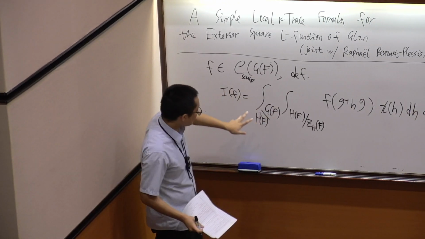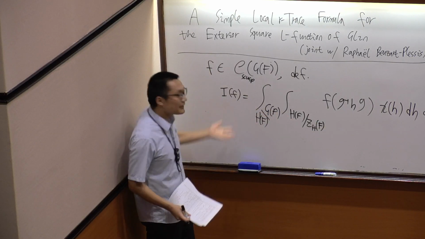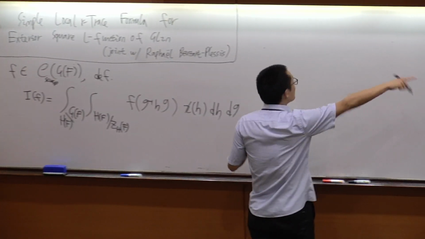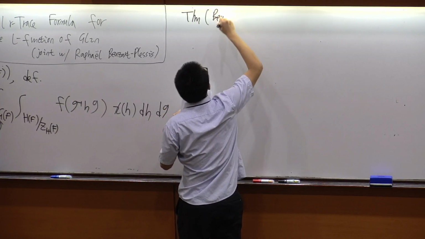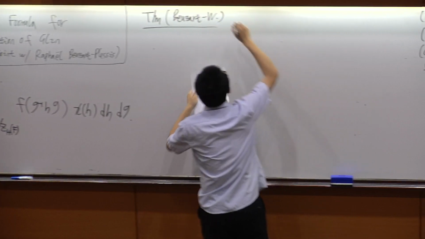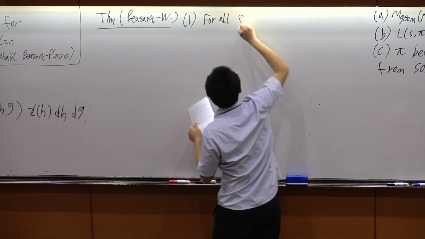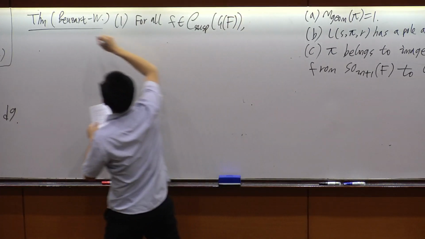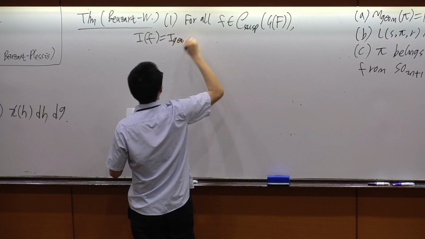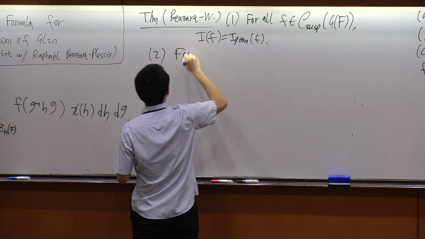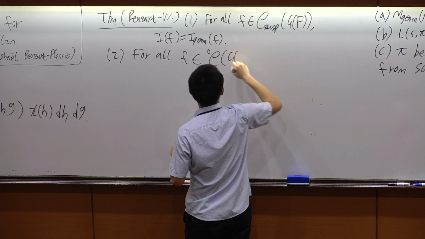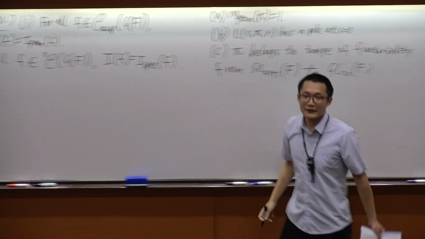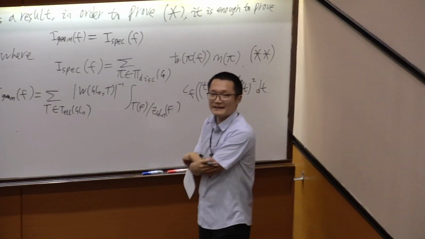A fact is that these two integrals are absolutely convergent in this order, but as a double integral it is not absolutely convergent. This is why, when we prove the geometric side, we need to add some truncation factor here. Then, in order to prove this double star, we just prove the following. First, for all strongly cuspidal functions of G, we have I(F) equal to I geometric F. And the second part is that for all F inside C0 of G(F), we have I(F) equal to I spect F. If you combine these, you know I spect equals I geometric for F inside C0.